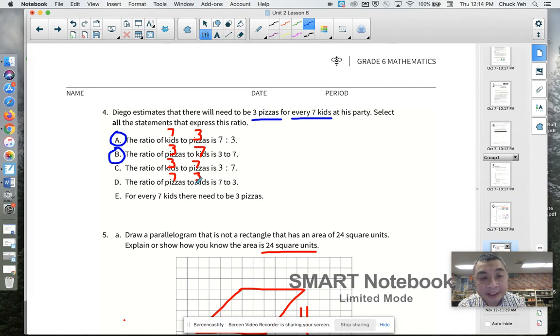The ratio of pizzas to kids is 7 to 3. Are there 7 pizzas? No. Are there 3 kids? No. So we don't circle that. For every 7 kids, are there 3 pizzas? 7 kids? Yes. 3 pizzas? Yes. So that's why we circle this. A, B, and E.